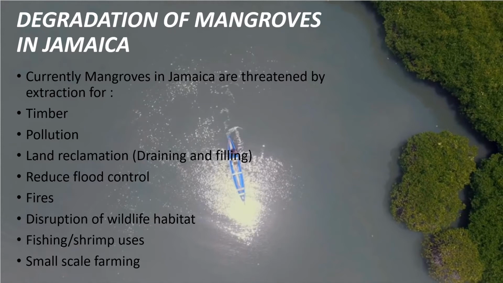Students, for your homework, from the list that we were just discussing as it relates to the degradation of mangroves in Jamaica, the ones that were not discussed, I want you to choose two of them and write two ways in which mangroves in Jamaica are affected by these.